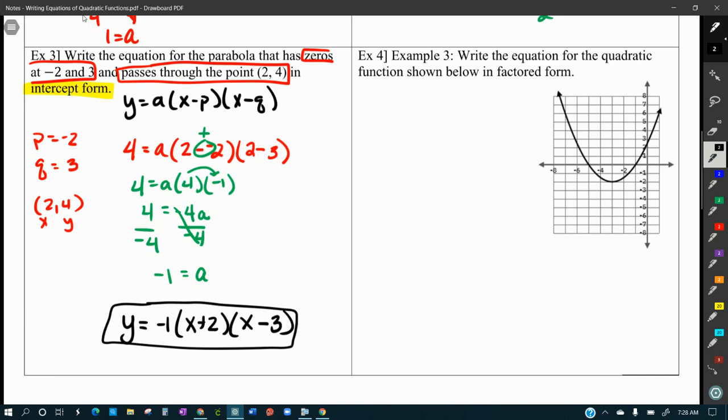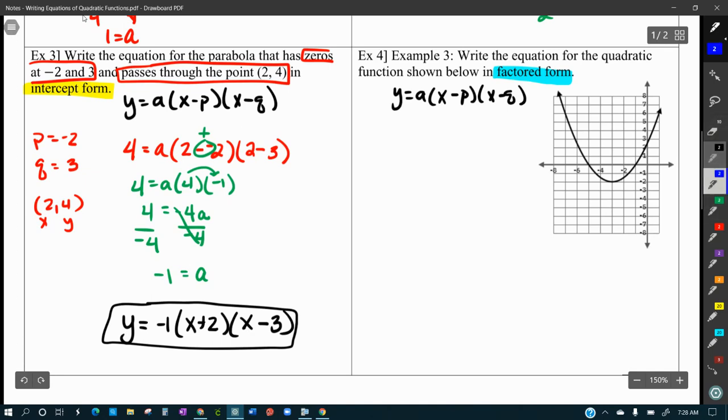So for example 4, write the equation of the quadratic function shown below in factored form. So factored form is the same as intercept form. They're two different titles for the same form. So you want your final answer in y equals a times x minus p times x minus q. So you could choose any point on this parabola. The ones you have to have are the x-intercepts. These guys right here are p and q.